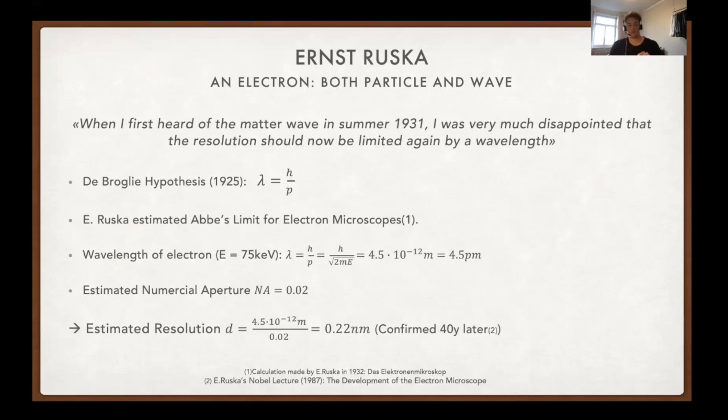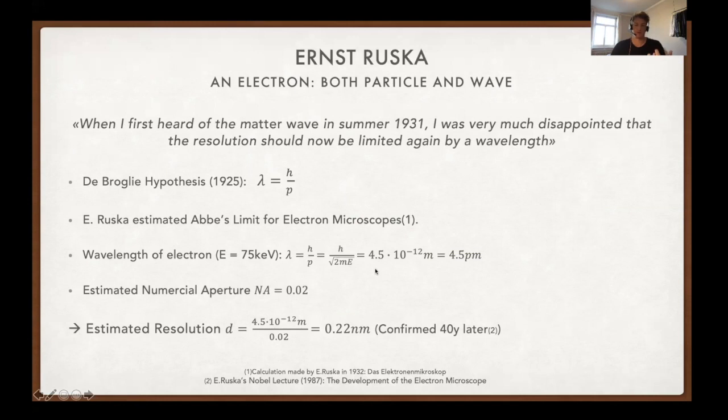So in his paper of the year 1932, together with Max Knoll, he estimated the resolution limit of such an electron microscope according to Abbe's limit. He used an accelerating voltage of 75 keV, which leads to an electron energy of 75 keV. And then he calculated the wavelength lambda by some rearranging, and he got 4.5 picometers for the wavelength, which is way smaller than the wavelength of light.